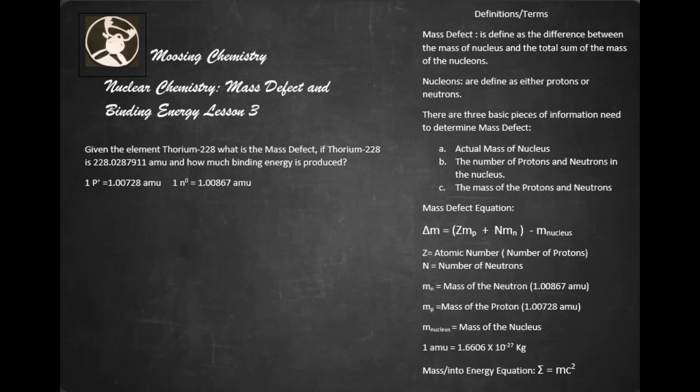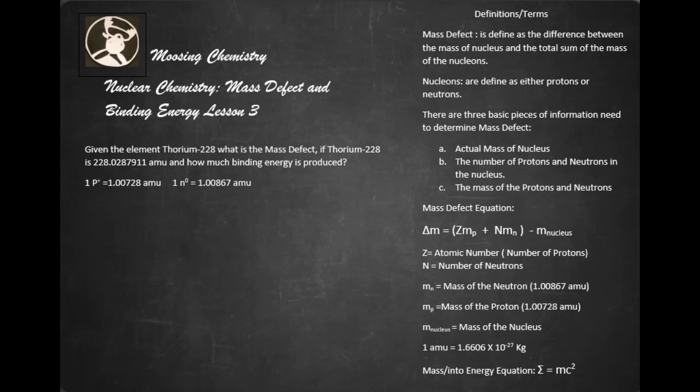This is Nuclear Chemistry, Mass Defect and Binding Energy, Lesson 3. Given the element thorium-228, what is the mass defect if thorium-228 is 228.0287911 AMU? How much binding energy is produced? We know that one proton is 1.00728 AMU and one neutron is 1.00867 AMU.